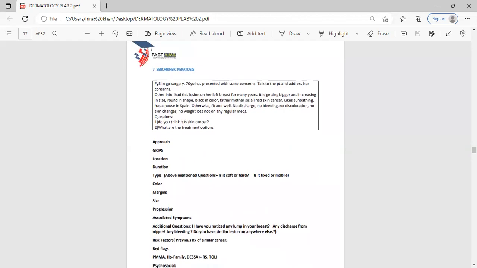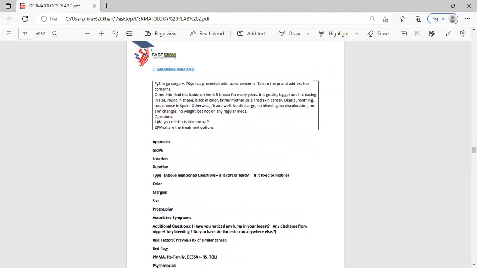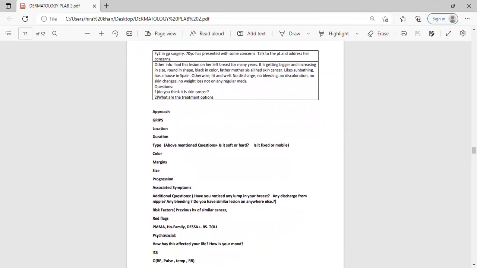Okay. So next is the seborrheic keratosis. So the seborrheic keratosis, same approach, same practice, same questions you are supposed to ask, but the only difference would be, when the patient asks where is the lesion, you have to ask the history of any kind of other problem of the breast. For example, you have to ask, have you noticed any lump?